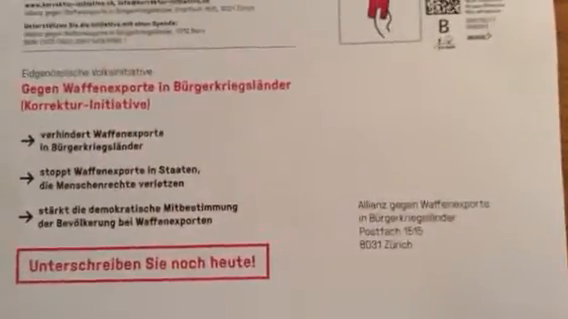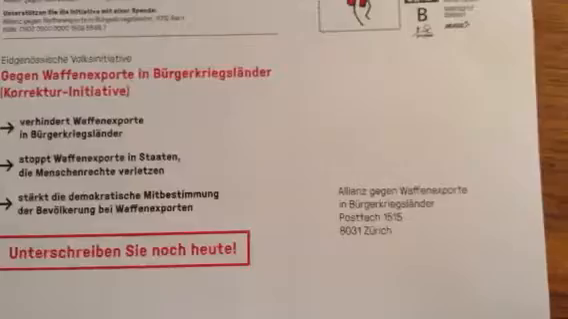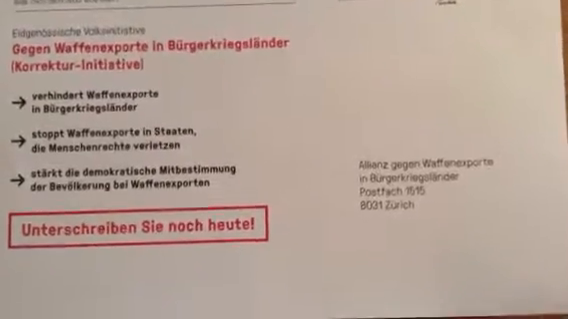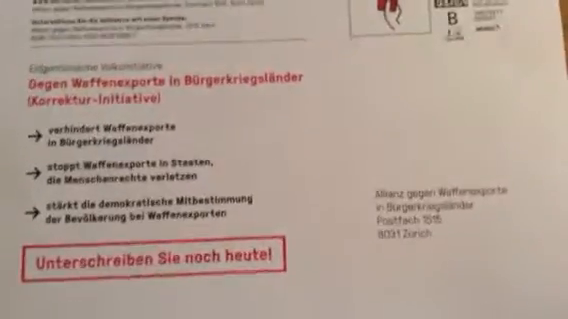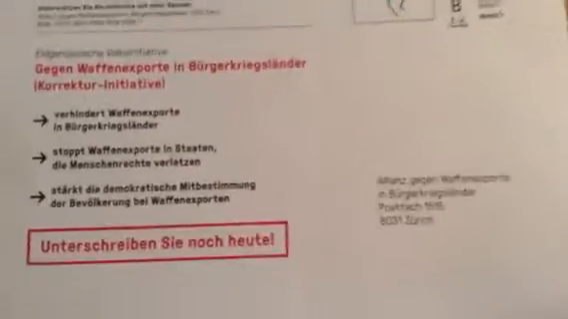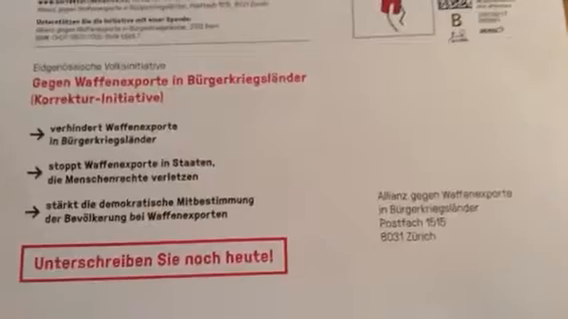So here's the actual form after I print it out. We can start on this end here. And again, this is the Initiative Against Weapons Exports to Countries in Civil War, or the Corrective Initiative. Essentially, they're trying to tie the Federal Council's hands. The Federal Council's been a little bit loose and sometimes allowing weapons to go through.